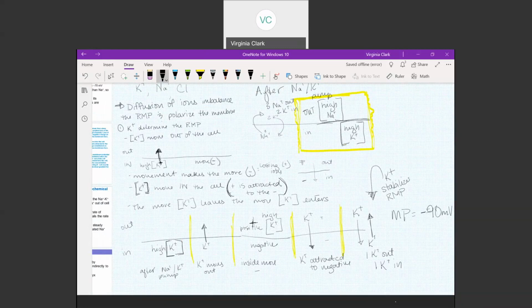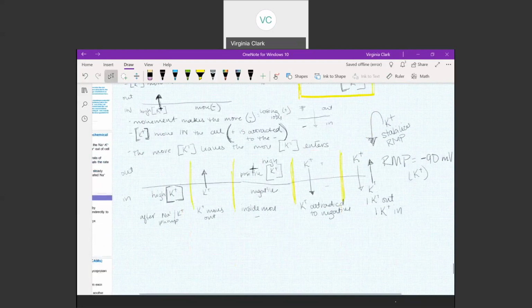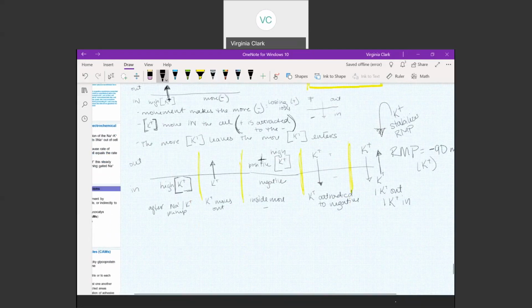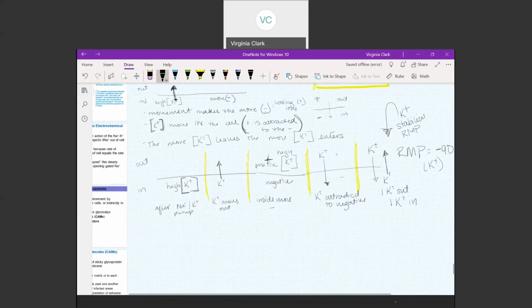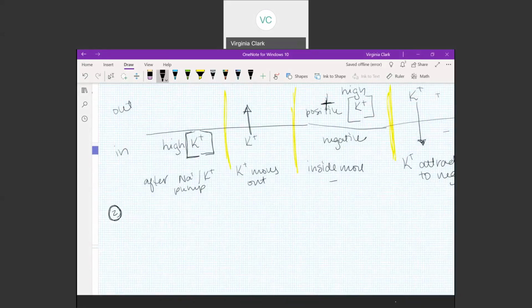So due to potassium, the resting membrane potential will be negative 90 millivolts due to the movement of potassium ions only. So that's all potassium. But we also have chloride and sodium to move across the plasma membrane. So what happens with sodium? What is happening with sodium?